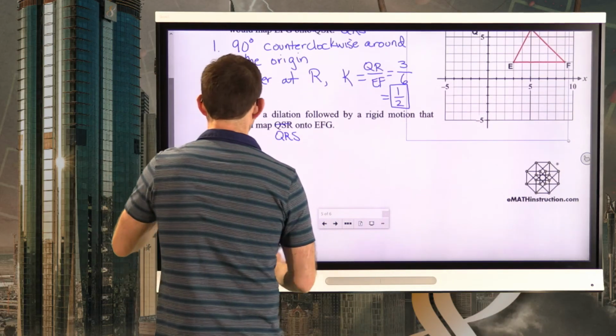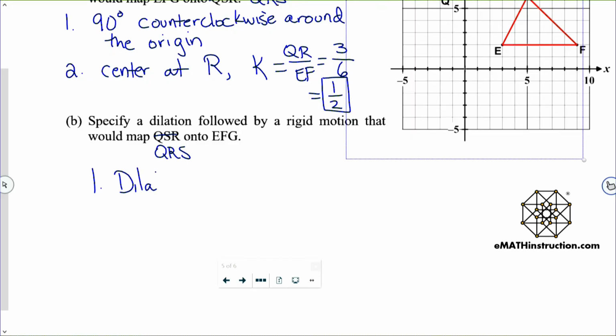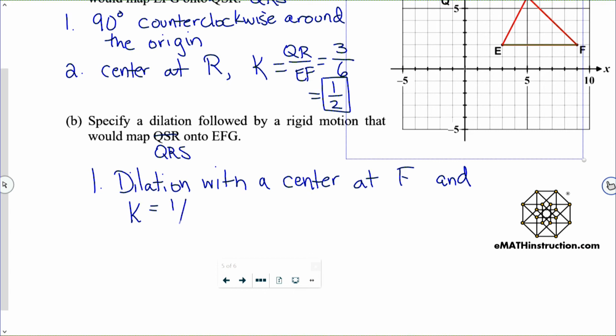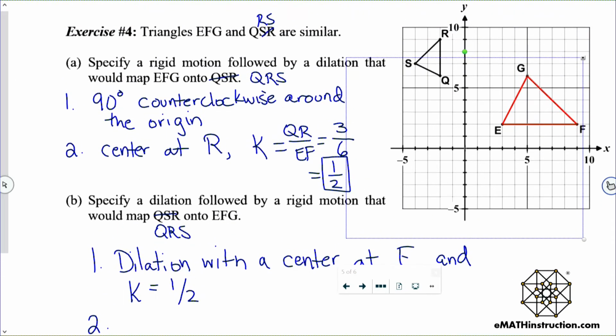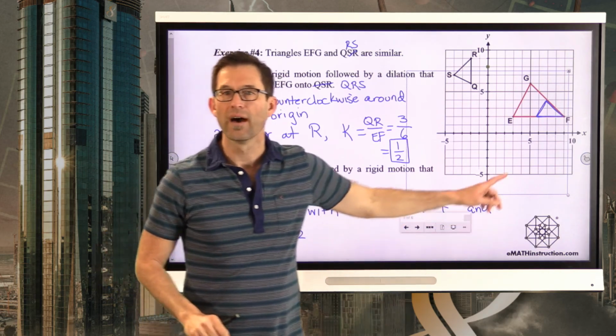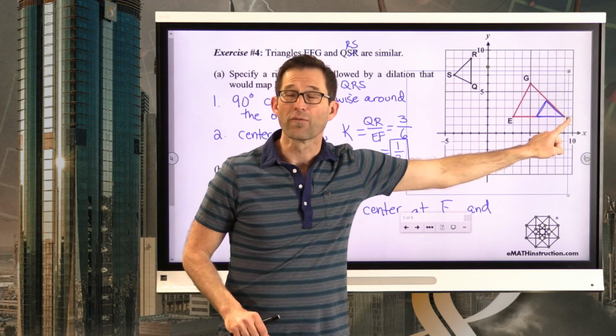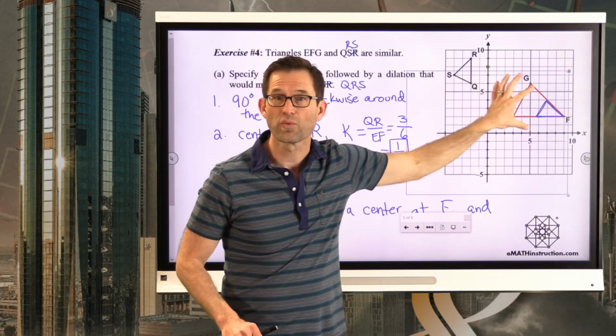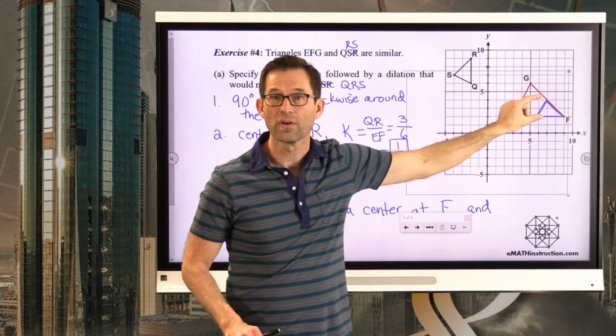So my first step is going to be a dilation with a center at F and K equal to 1/2. And when I do that, it's going to be tough because I can't really rotate this new one that I'm drawing right now. But when I do that, it's all going to shrink down to this thing. Because again, I'm fixing F, right? It's the center of dilation, it doesn't go anywhere. So I shrink all this thing down by using F as my center and a K of 1/2.